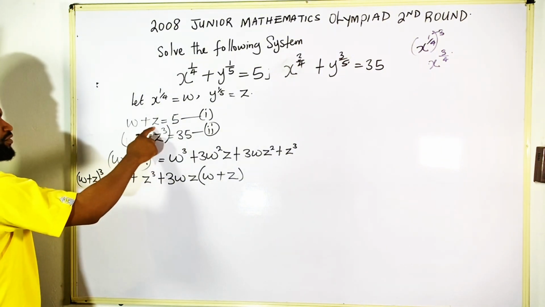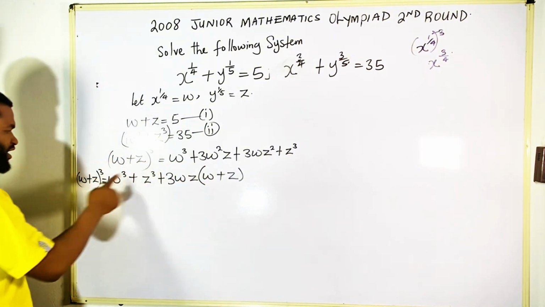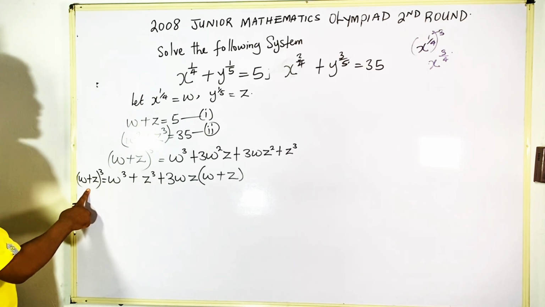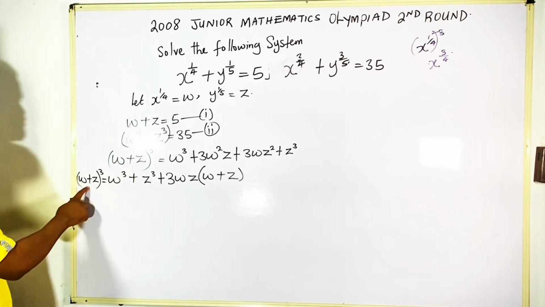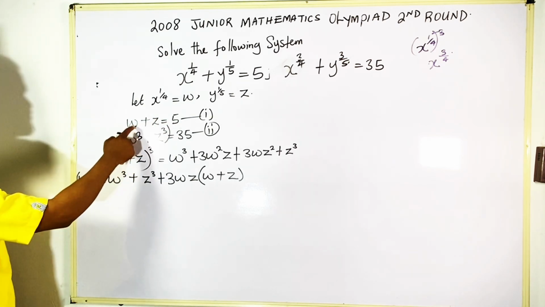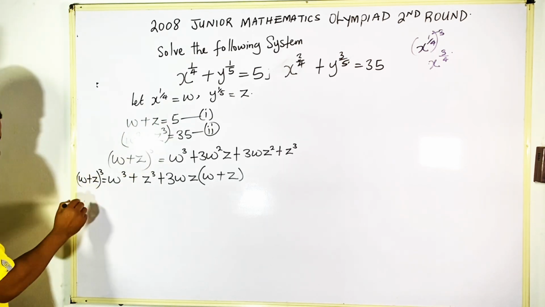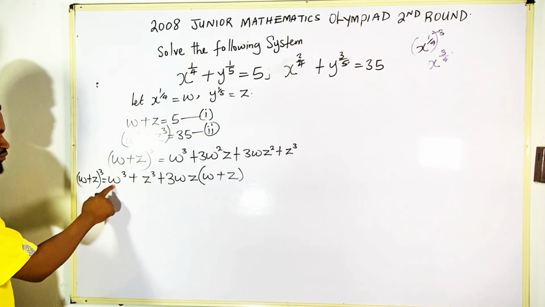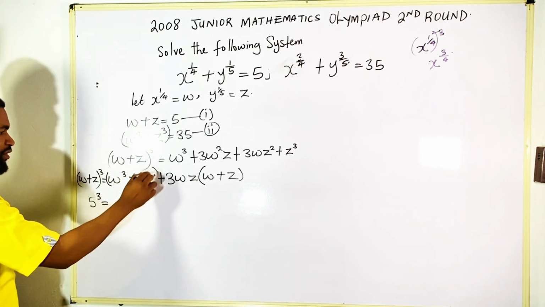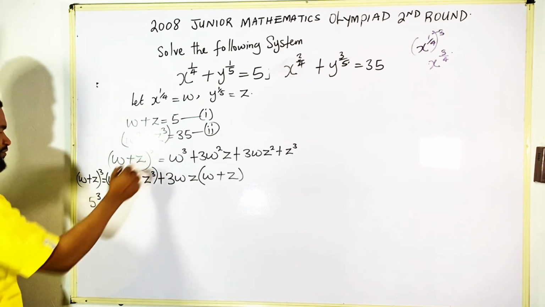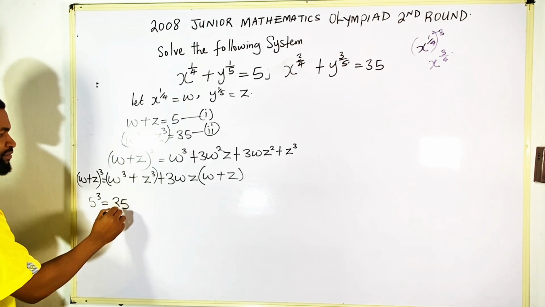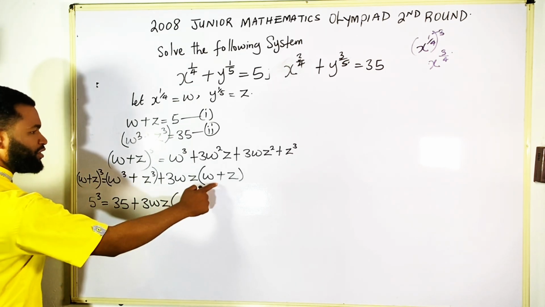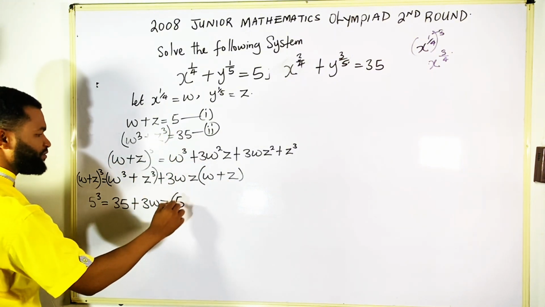All right, since I have this all equal to this, let's keep going. Remember, w plus z is 5, I can put 5 here, I can put 5 here, all right? Let's do that. So this is 5 cubed is equal to w raised to power 3 plus z cubed, and this is something as 35, so this is going to be 35 plus 3 wz. W plus z is also something as 5.